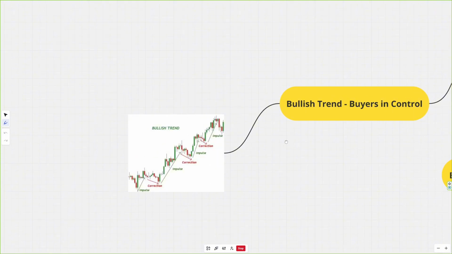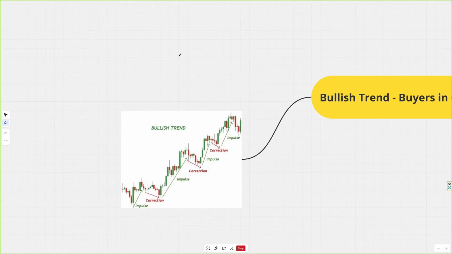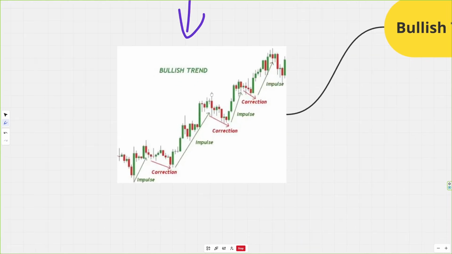A bullish trend means buyers are stronger than sellers. Price keeps pushing higher and dips get bought up. So the market creates a series of higher moves. Simply, buyers are winning.